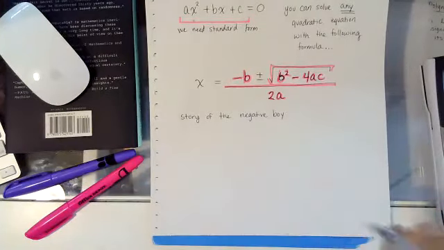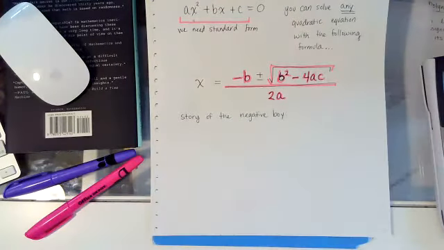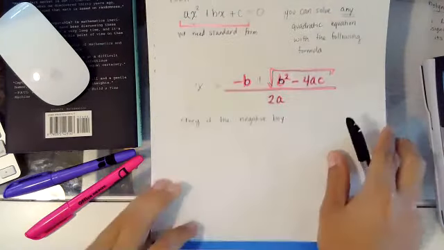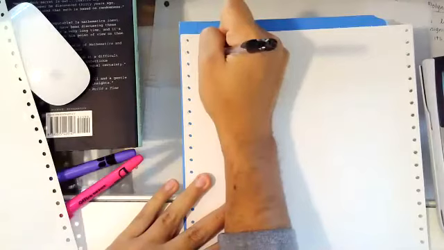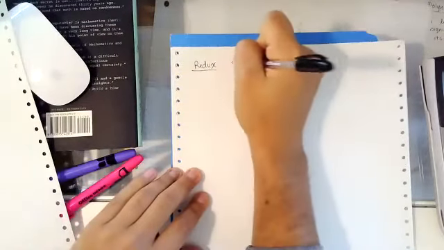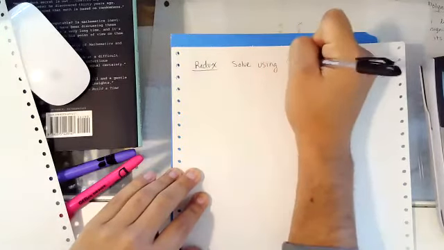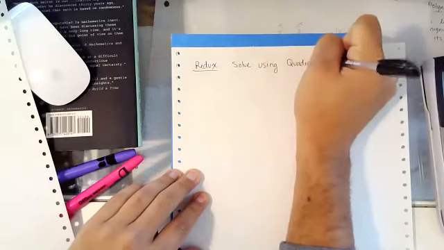There have been times in my life, when I was in school, that I totally slipped up on what the quadratic formula was again. If I had known the story of the negative boy, it would have really helped. But let's go ahead and jump into this problem. We're going to solve this problem using the quadratic formula.